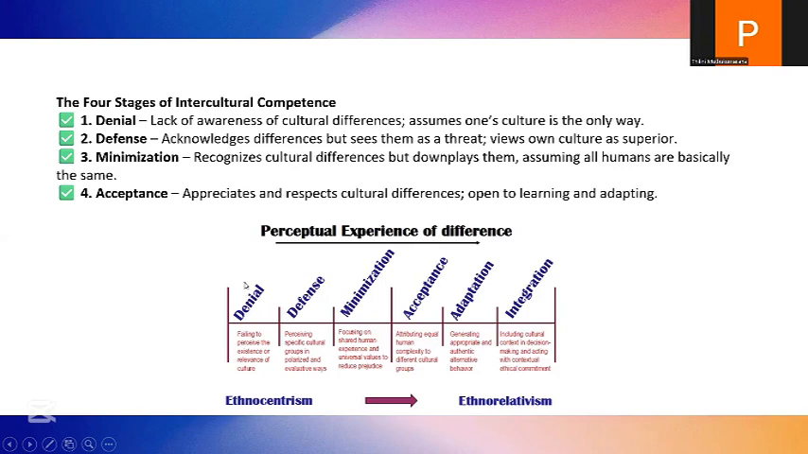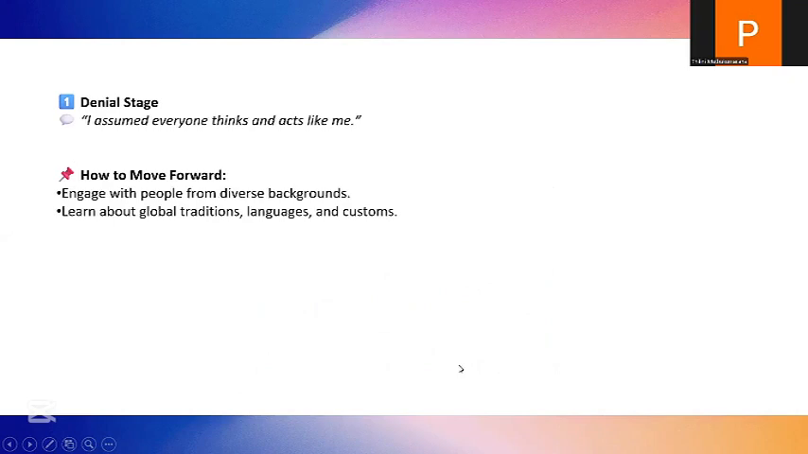So first you deny it, then defense, and minimization, and you accept. At last you accept, and then you have to get adapted to that culture, and then you have to integrate it. So I'm going to talk about the first 4 stages because they are very important, because the adaptation and integration part, soon after you have gone through these 4 stages, automatically the last two will get adapted to that culture, and then you integrate it, right?